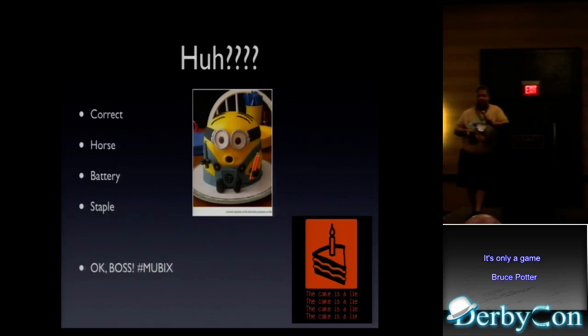How many folks are looking for this? According to Mubix, I'm supposed to say correct, horse, battery, staple. I'll say it again so you can write it down or take a screenshot if you need it. You'll need this for the cake later. Correct, horse, battery, staple. Okay, anybody need a picture real quick before I move on? This is for the DerbyCon cake contest later tonight. So, okay. All right, I'm moving on.